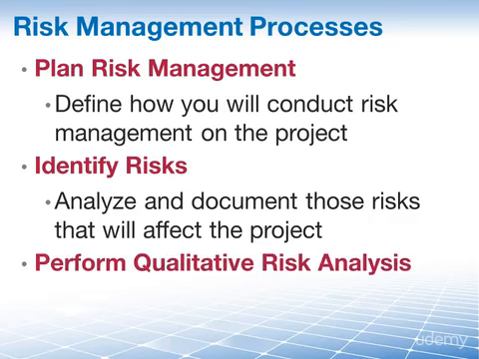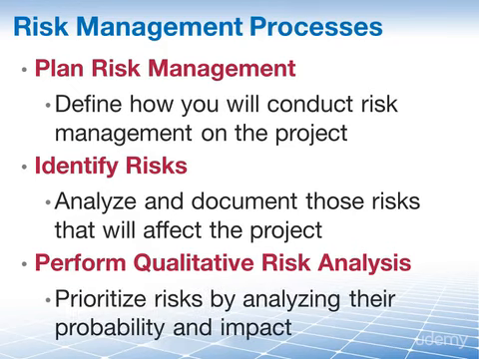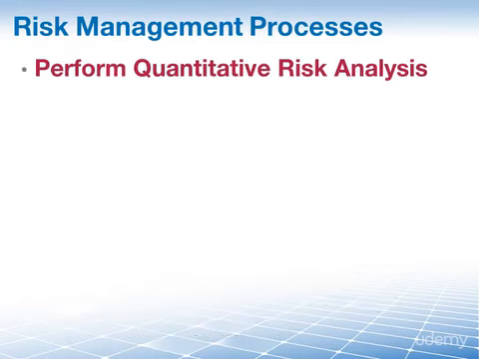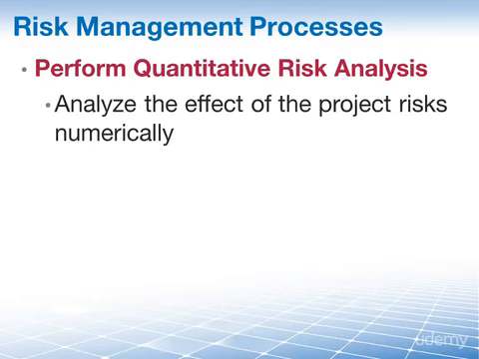Then we move on to Perform Qualitative Risk Analysis, the process of prioritizing risks for further analysis or action by assessing and combining their probability of occurrence and impact. And did you hear that I said we prioritize the risks for further analysis? Because the further analysis is what happens in the next process, in Perform Quantitative Risk Analysis. This is the process of numerically analyzing the effect of identified risks on overall project objectives.